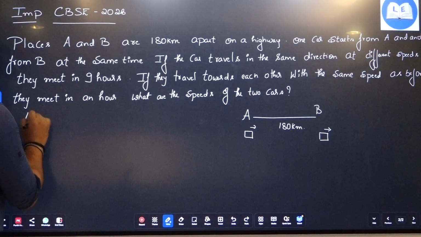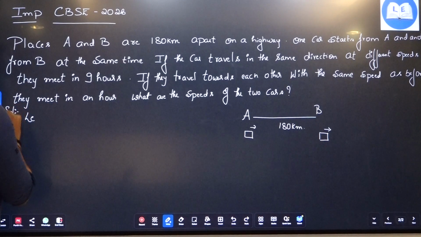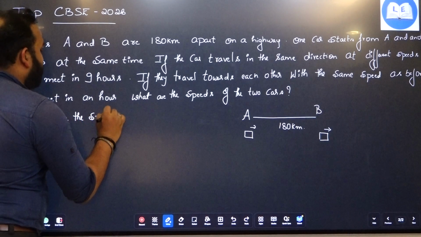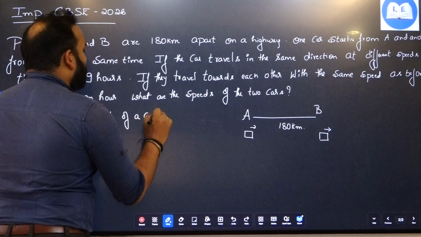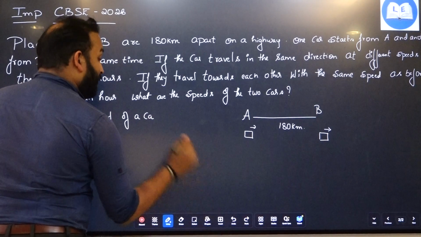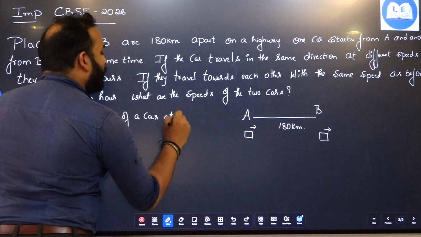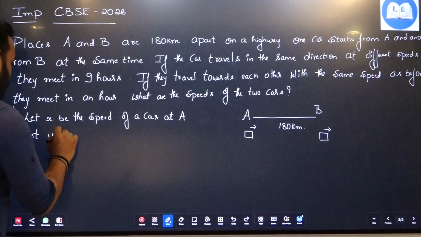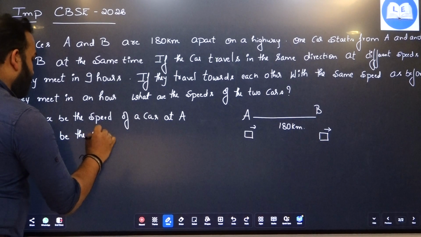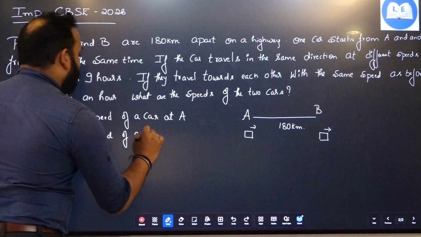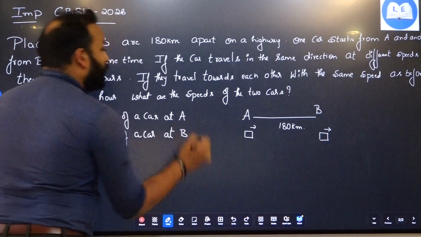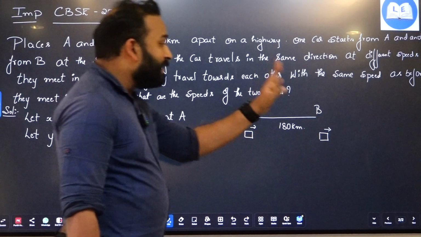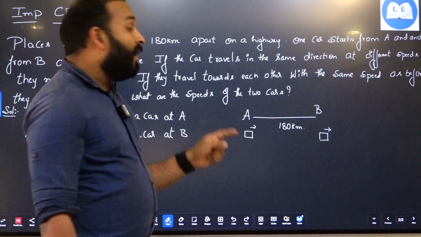So let's take x to be the speed of the car at A, and let y be the speed of the car at point B. Is that clear? So we have a car starting from A whose speed is x, a car starting from B whose speed is y, and both are moving in the same direction.